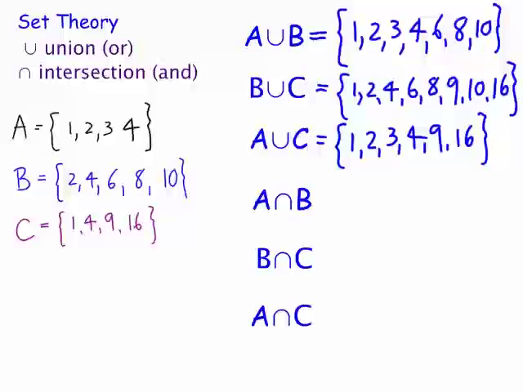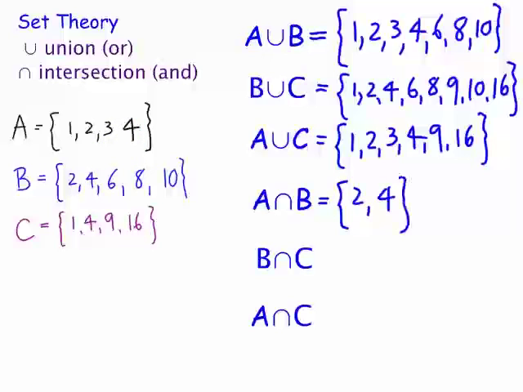Now, A intersection B. Intersection is in fact the overlap, or if you like, A and B. They both have to be in A and B together. So let's have a quick look. Well, there is a 2, and there's a 4. So the intersection is just those two elements, 2 and 4. We'd write it equals the set with elements 2 and 4.